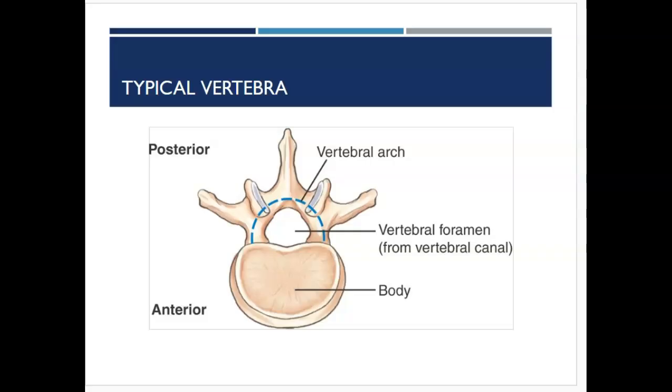So a typical vertebrae is composed of 2 main parts. We have the body and the vertebral arch. So the vertebral arch is going to be anything that is in that arch. The body and the vertebral arch also enclose a space called the vertebral foramen. This column, as they're stacked up on top of each other, form the vertebral canal, which is where the spinal cord passes through.